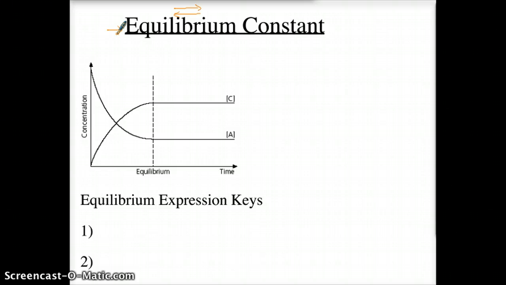So let's say we have a reaction where it's aA plus bB, and we're in equilibrium, so we know we have the double arrow, forming cC plus dD. We know that since this is at equilibrium, the forward reaction is happening at a certain rate, rate forward, and the reverse reaction is happening at a certain rate, rate reverse.